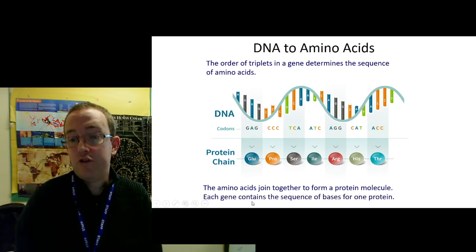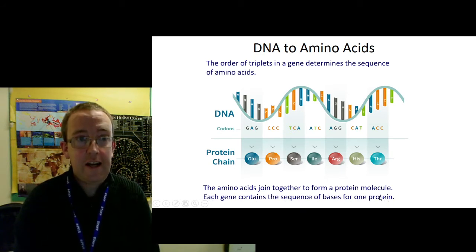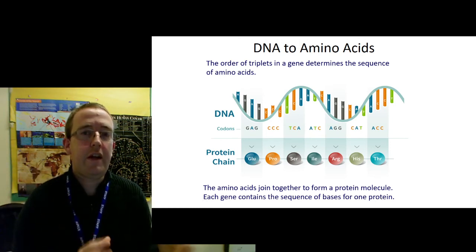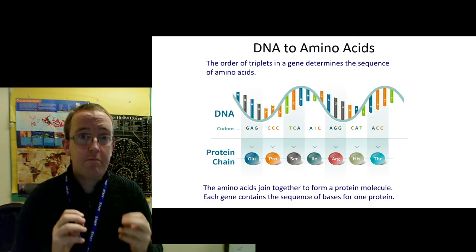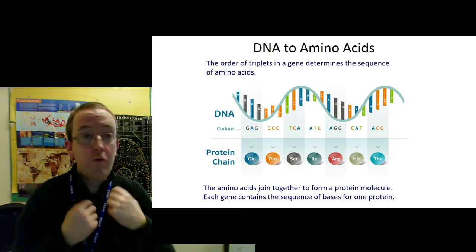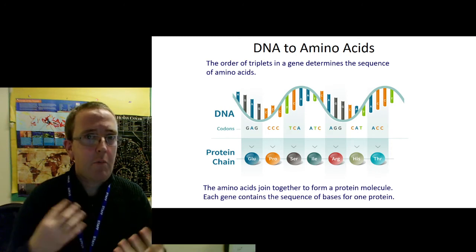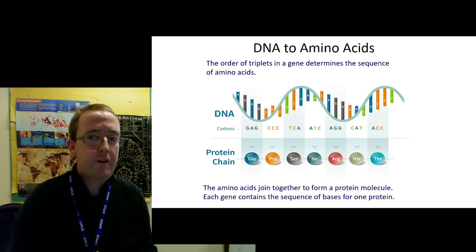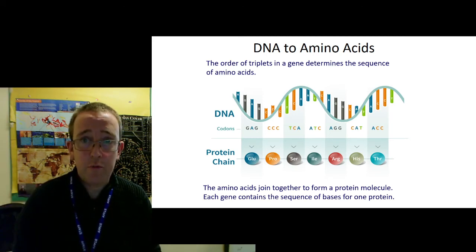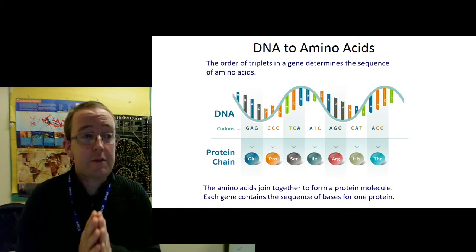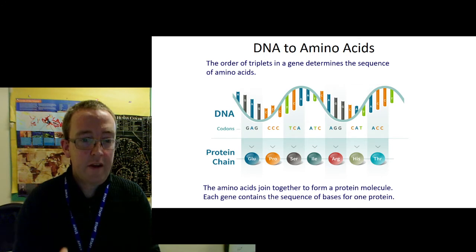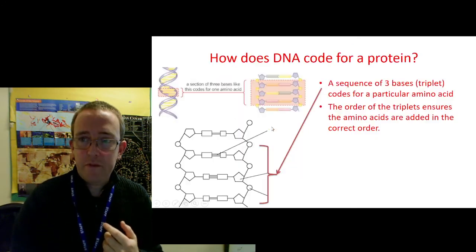Now, each gene contains the sequence of bases that codes for one protein. In fact, that's what a gene is. When we talk about genes, we say a gene is a sequence of DNA that codes for a particular protein, and it's the proteins that make you you. You've all got proteins for hair color, eye color, skin color, blood type, the enzymes that digest your food, the antibodies that fight off viruses. That's all in the news at the moment. This code is the only thing that spells out proteins, and it's the proteins that tell the cells what to do.